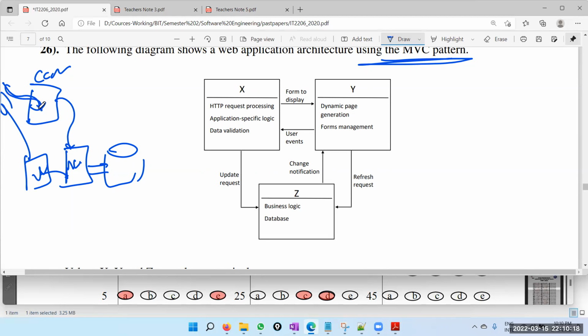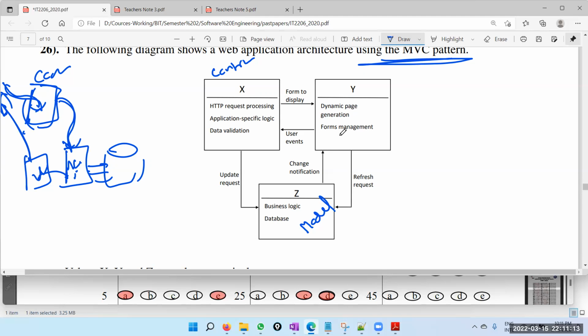Your request is taken care of by the controller, then the controller calls the relevant model. The model will communicate with the database, the data will be pushed to the view, and the view will be sent to the UI. Again, there will be another request for a page or submitting some data. Again, the controller takes care of that and picks the correct model. HTTP request processing, you can match that with the controller. Application specific logic and data validation, that is pretty much controlling. Business logic and database, that is the model.